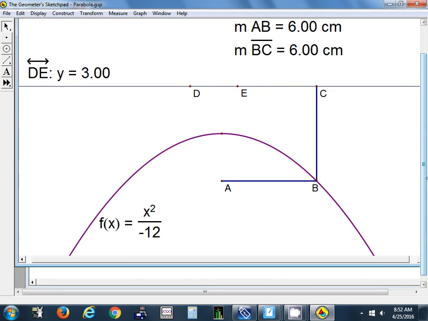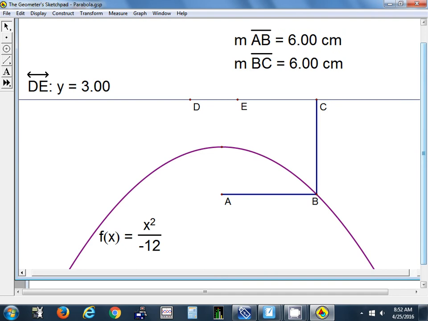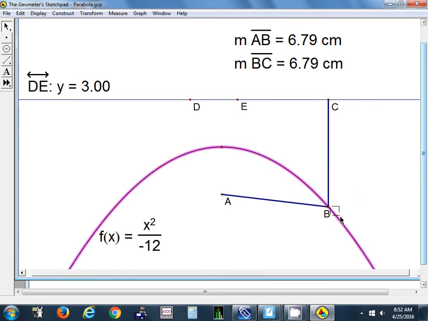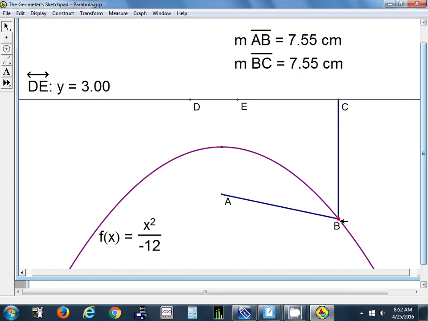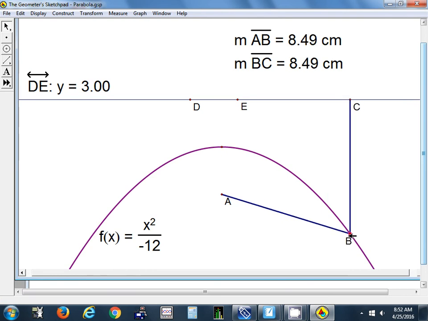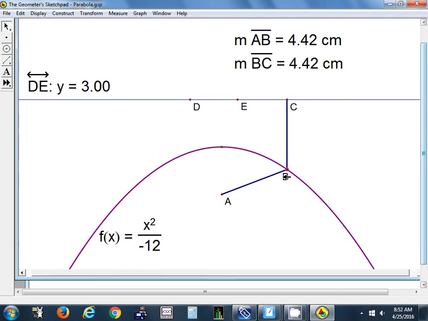Okay, so this is a parabola. What I've done here is I have a little thing up here that's going to measure the distance between A and B, and it's going to change as I move it. And it's going to measure the distance between B and C. What do you notice about those two distances? They're the same. Yeah, they always stay the same. It might change a little bit because of rounding, but it looks like they're pretty much staying the same.